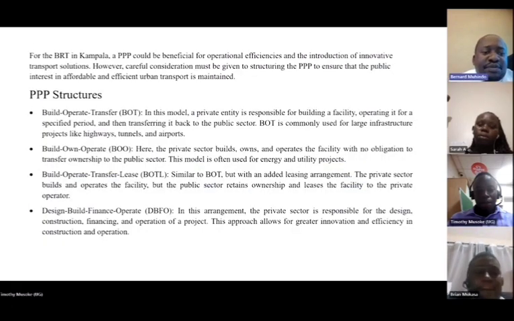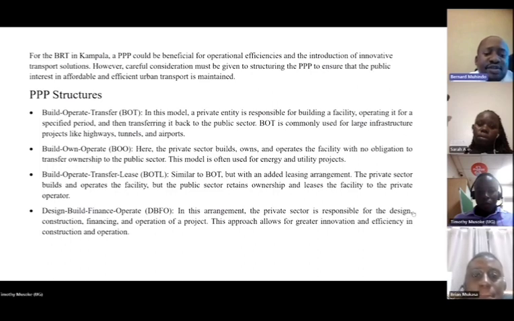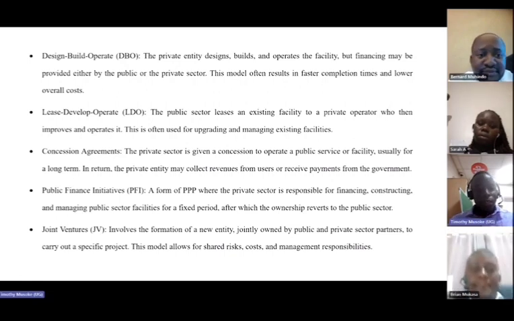We also looked at the PPP structures where we have the build, operate, transfer, build, own, operate, and also the build, operate, transfer with an addition of the lease. We also looked at the design, build, finance, operate structures. Thank you, Bernard. Moving on to other structures that we looked at, we do have the design, build, operate, lease, develop, operate. There's an element of the concession agreement, then the public finance initiatives, joint ventures as well were part of our presentation.